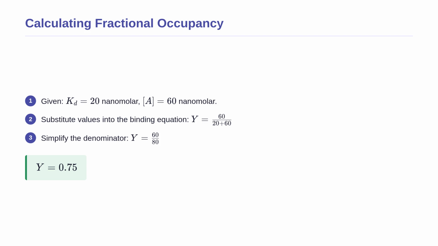We start by substituting our given values into the binding equation. This gives us Y equals 60 divided by the sum of 20 and 60. Adding the denominator gives us 60 over 80. Dividing these numbers yields a final fractional occupancy of 0.75. Physically, this means that exactly 75% of the enhancer sequences in the cell are currently bound by the activator protein.